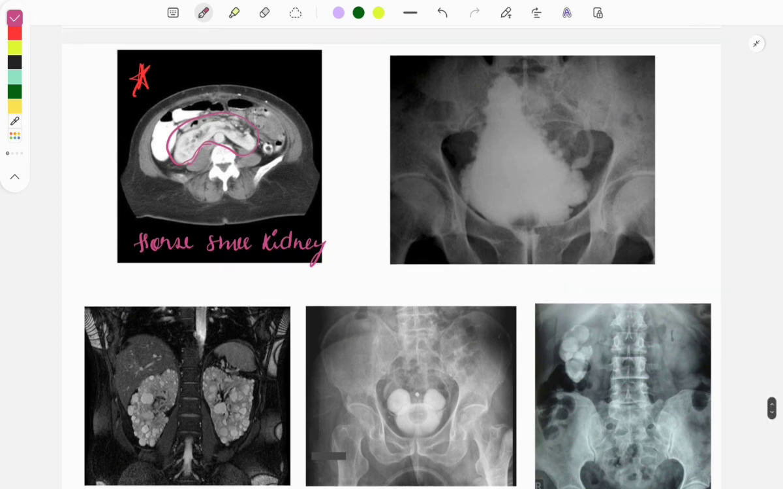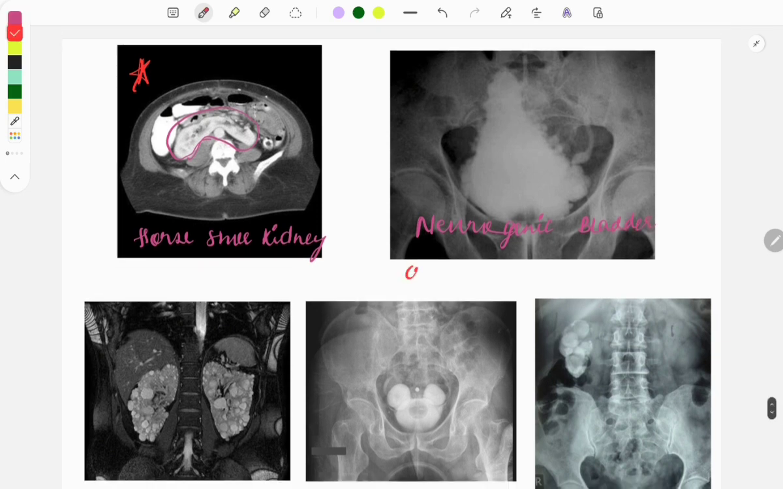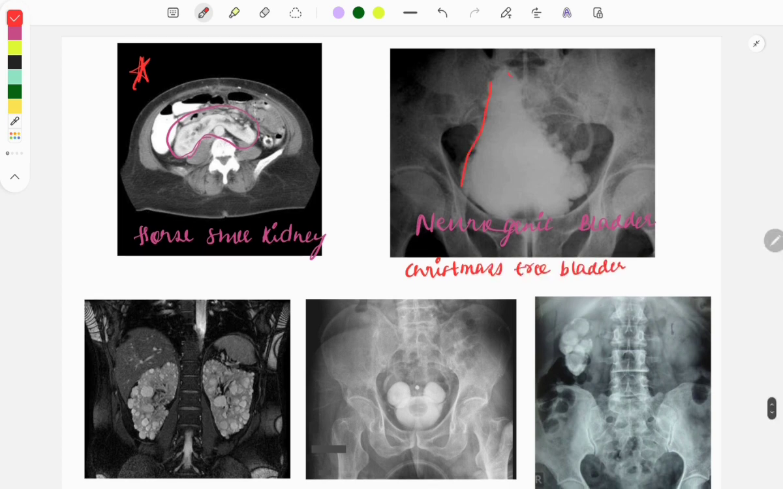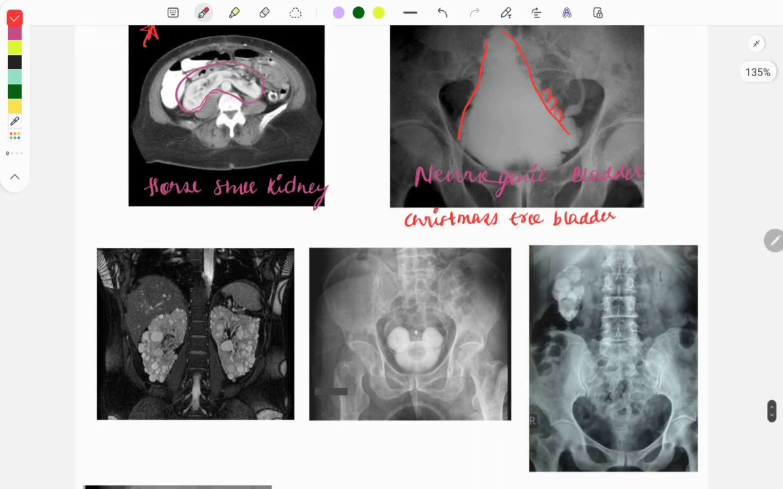Then moving on to the next image. This image is of the bladder, the neurogenic bladder. And this appearance is called the Christmas tree bladder. So in this image, you can see here that the bladder is distended and there are multiple diverticula present. Then moving on to the next image.